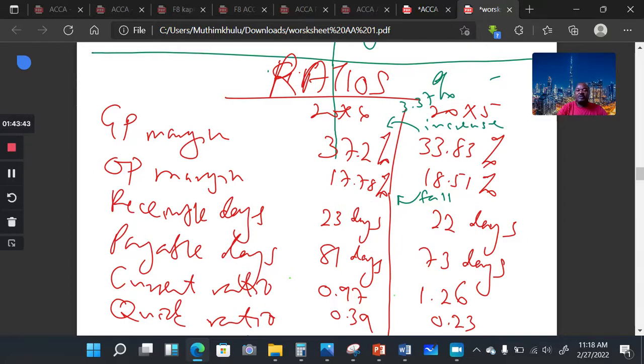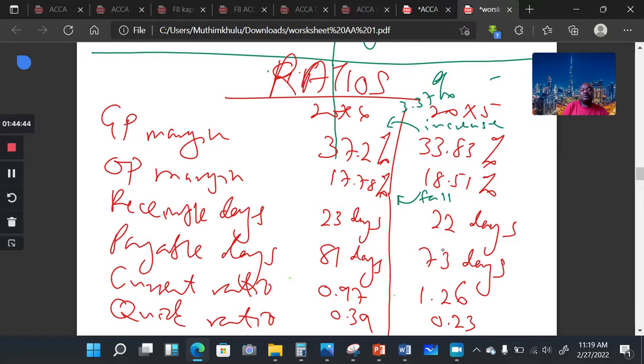Given such a situation, you can see that there could be some misclassification of costs, where certain costs have been misallocated to the operating expenses when they should have been part of cost of sales. It seems that the cost of sales has been reduced to an extent that our GP margin has increased versus a falling operating margin. So it means that maybe the operating expenses have been overstated, whereas the cost of sales are understated. So that's the misclassification of costs.